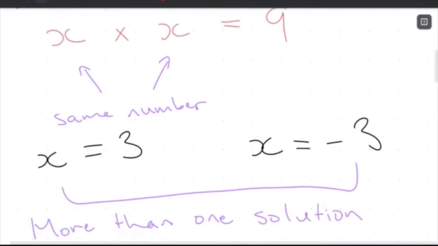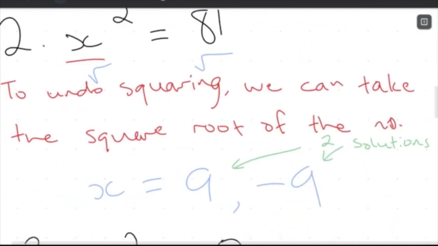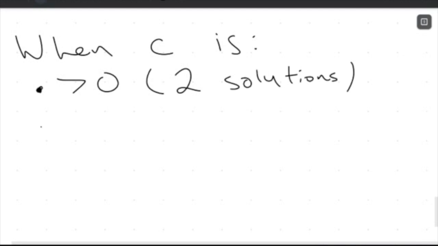Now, going back to this idea of c at the top, my constant, let's make a note of some of the observations we've made here. So when c is greater than 0, a number more than 0, that's what this symbol just means, more than 0, that quadratic equation provided us with two solutions. When my c, my constant, was 0, that gave me one solution.